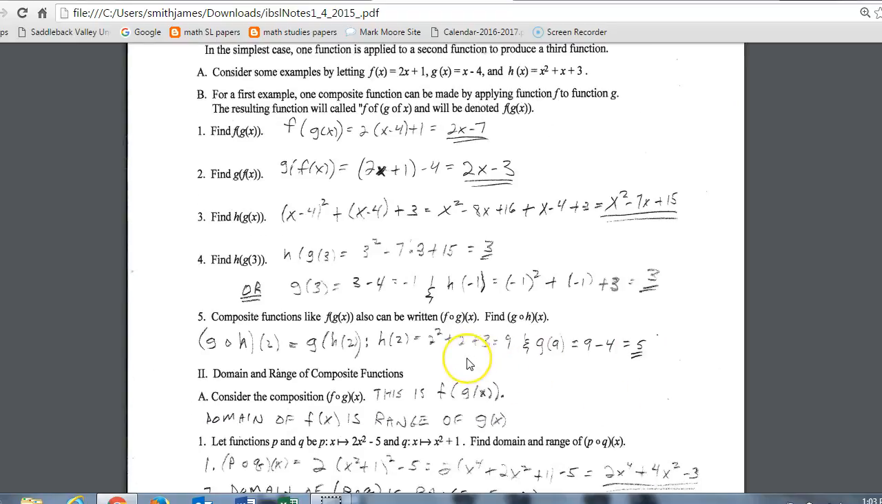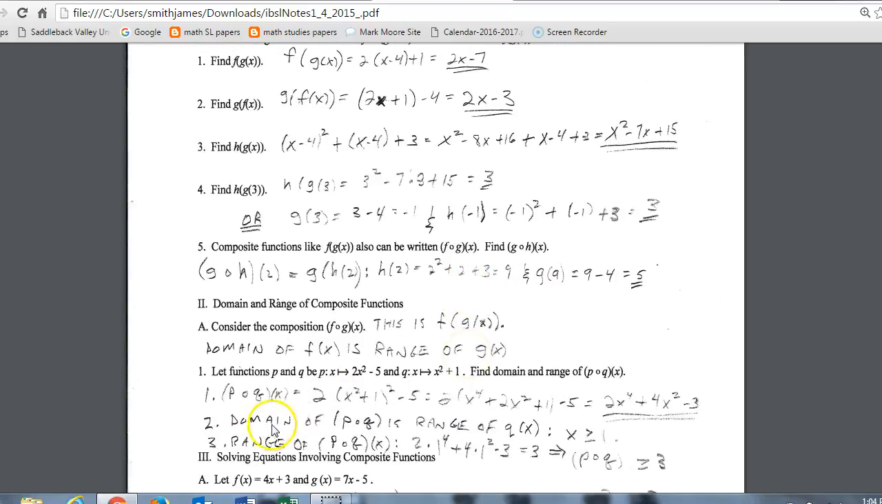I want you to keep something in mind as we go into the next part, because a little of this can be confusing. It helps if you see where it's coming from. So remember that the domain is what you put in. That's your input. So on this one, the domain was 2, and the range was 9. That's the output. So we had an input of 2, that's the domain. We got the output, which is the range.